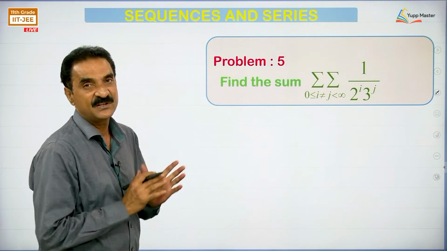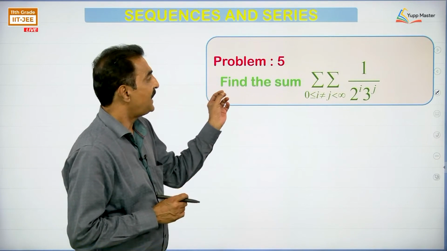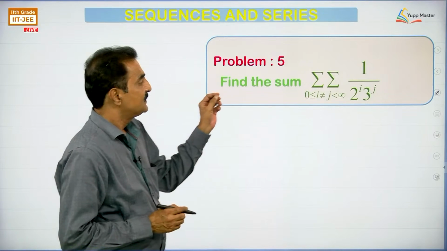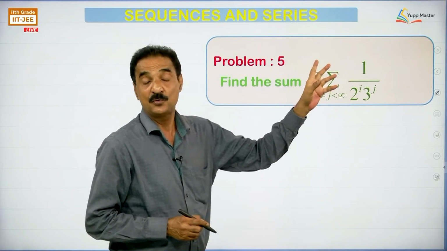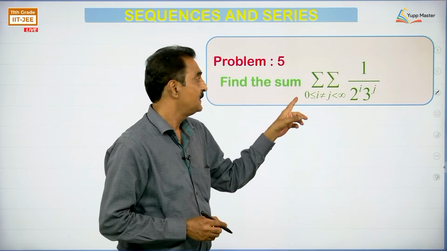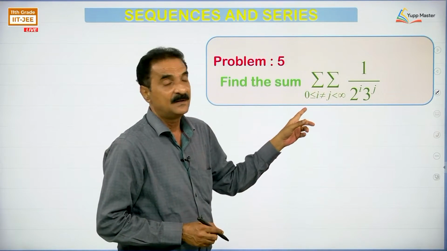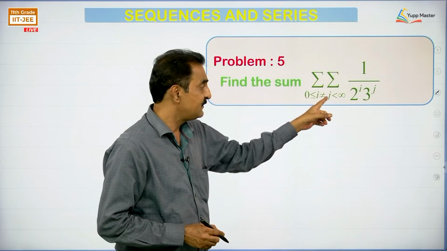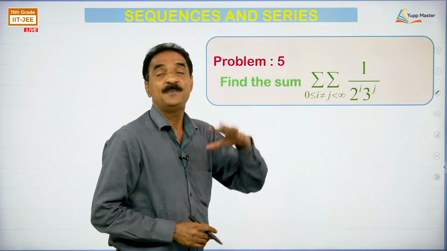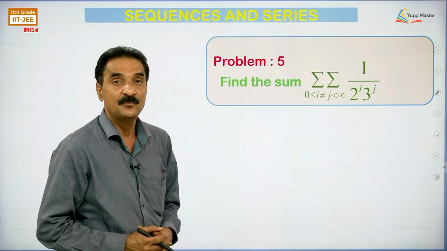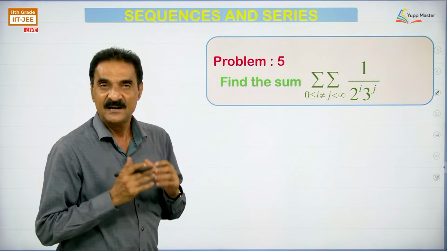Now I have changed the question slightly. Find the sum: sigma sigma 1 by 3 power i into 2 power i into 3 power j. But here i and j are not independent to each other. i and j vary from 0 to infinity, but i cannot be equal to j. How to find? All of you carefully observe the method and remember it.